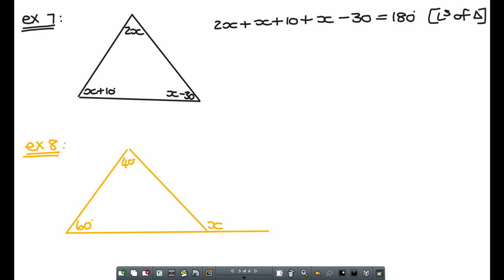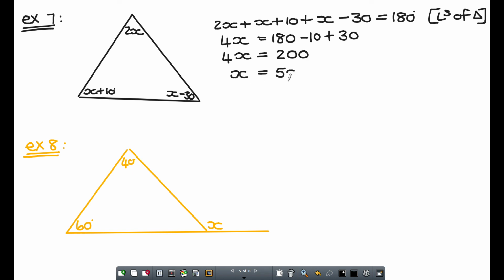Have to have that. Okay, so 2x plus x gives me 3x plus another x, 4x. Okay, take the normal numbers to the right. So it will become minus 10 and plus 30. Okay, so 4x will then be, let me just check that I use all my numbers. 10 minus 30, so minus 20, so if I bring it over, it becomes plus 20, yes. So 200. And that means that x will be 50 degrees. You good with that?